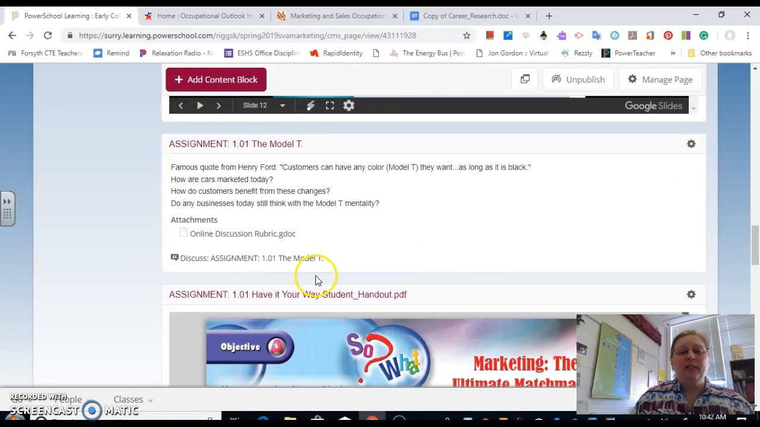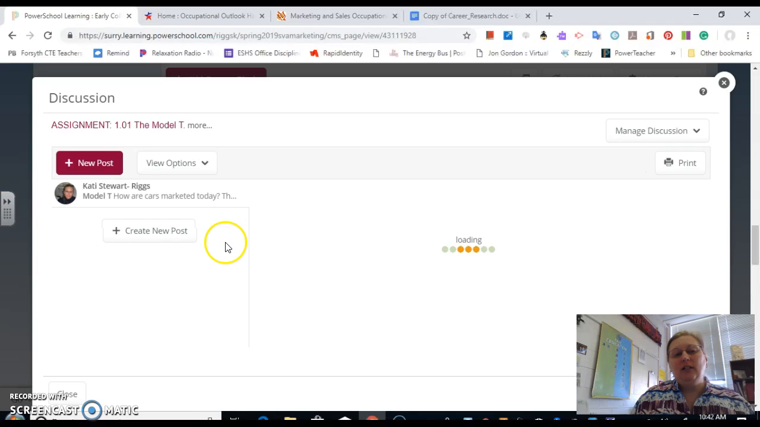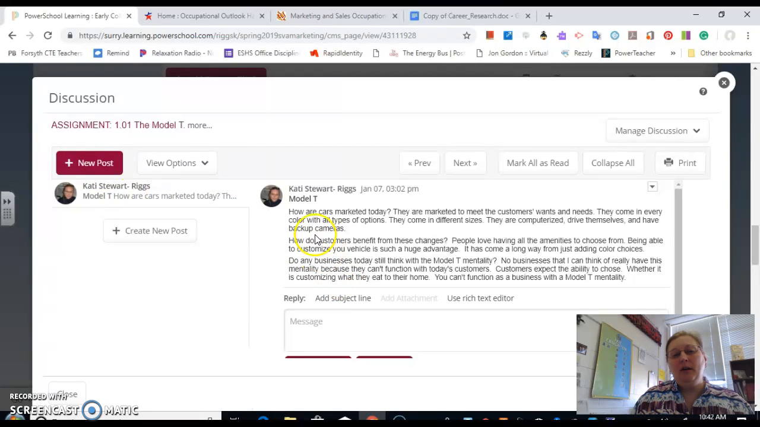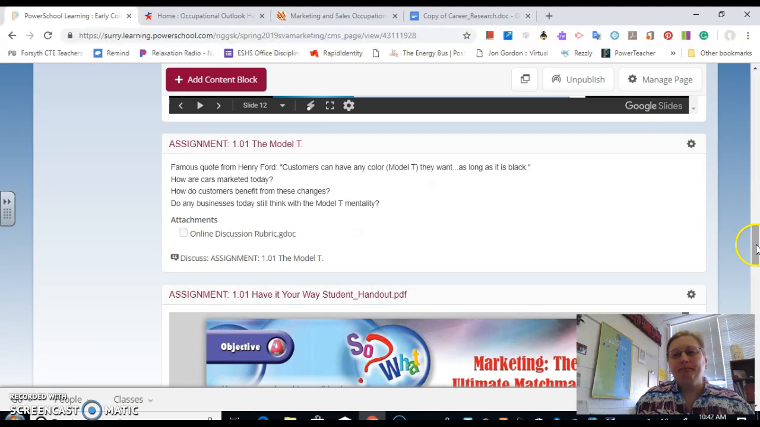Then you have your first discussion, which is on the Model T and customers. Henry Ford says customers can have any color Model T they want as long as it's black. That's a mentality from years ago, and you have to answer questions about what you think about that. What I would do is highlight these questions, copy them, click on the discussion, put new post, and paste my questions and answer them. You can comment on each other's.